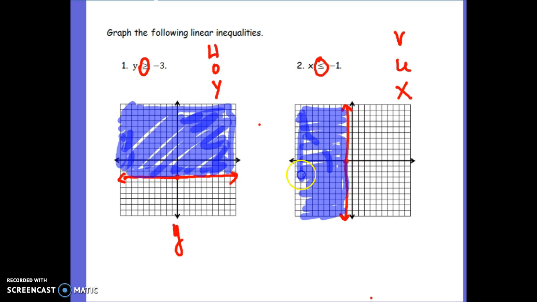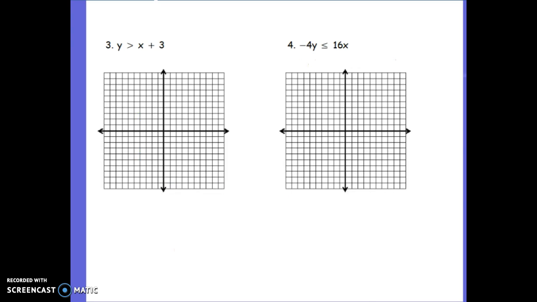Okay. All right, so with that, I want you guys to try number 3 and 4 for me. Just 3 and 4, and then when you come back, we can check them. Okay, so pause here and try it.